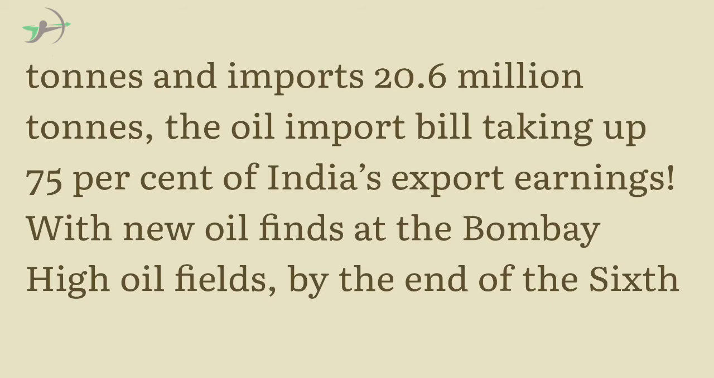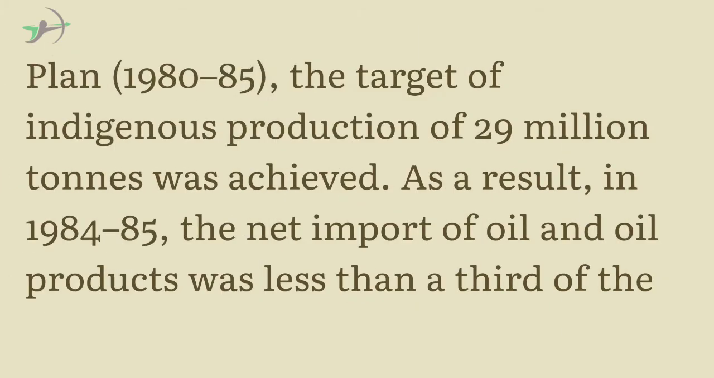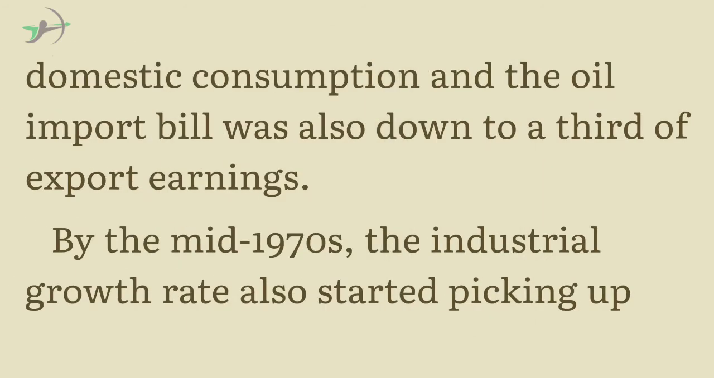With new oil finds at the Bombay High oil fields, by the end of the sixth plan, 1980-85, the target of indigenous production of 29 million tons was achieved. As a result, in 1984-85, the net import of oil and oil products was less than a third of the domestic consumption and the oil import bill was also down to a third of export earnings.